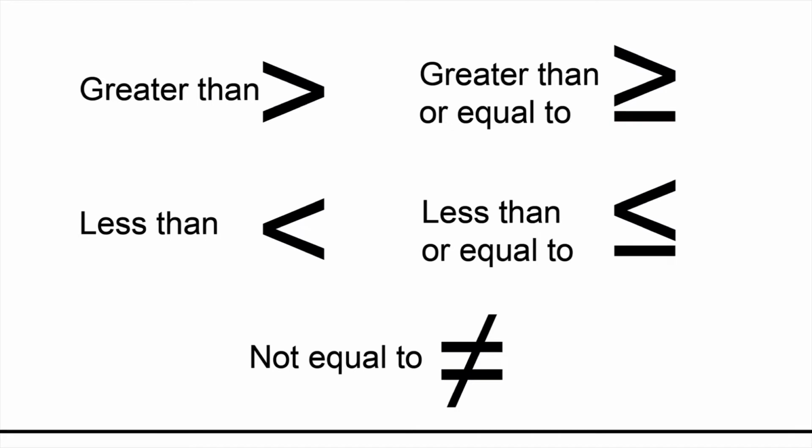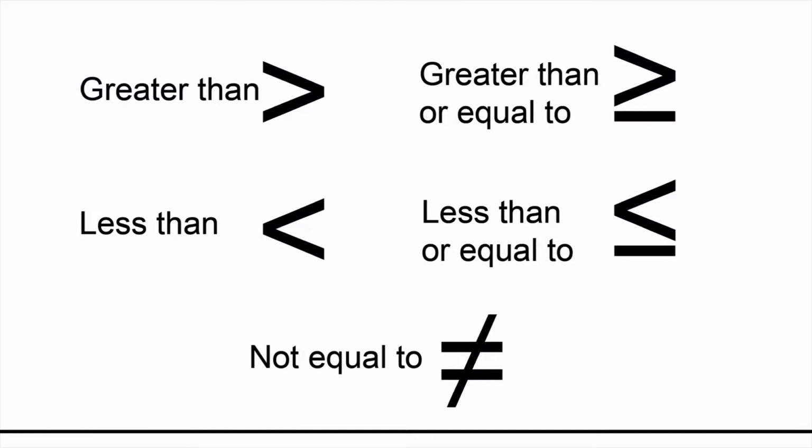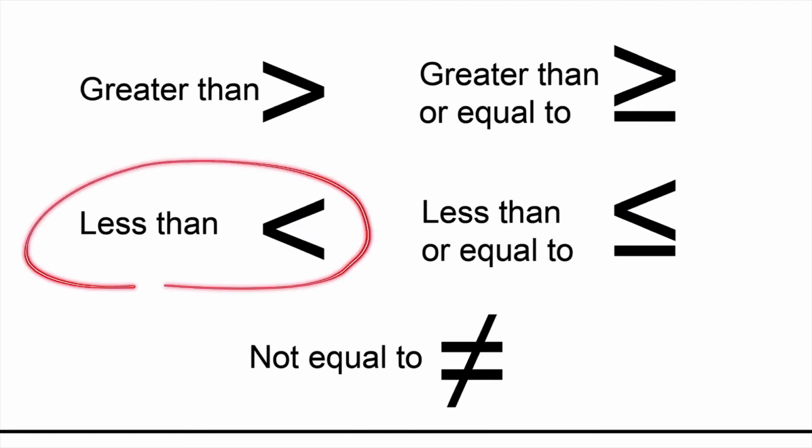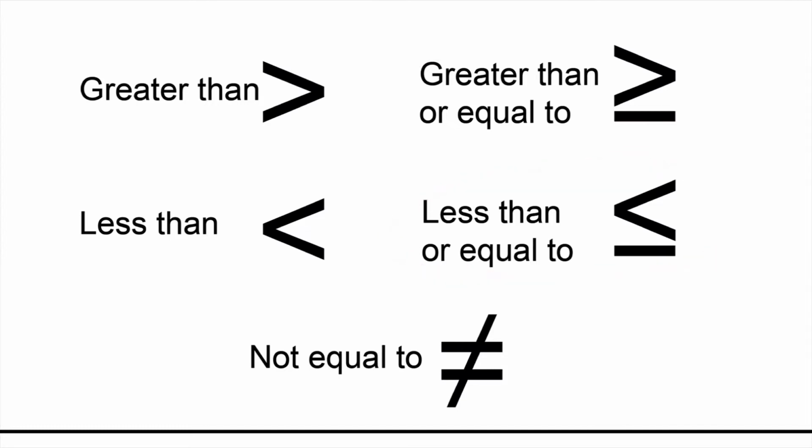I have another option, right? Here I only have one option. It has to be bigger. Can't be the same. Here it could be bigger or the same. Here, one option less. Here, I have 2 options. It could be the same or it could be smaller. That's the difference, okay? Not equal to, one option. Anything but. Okay?